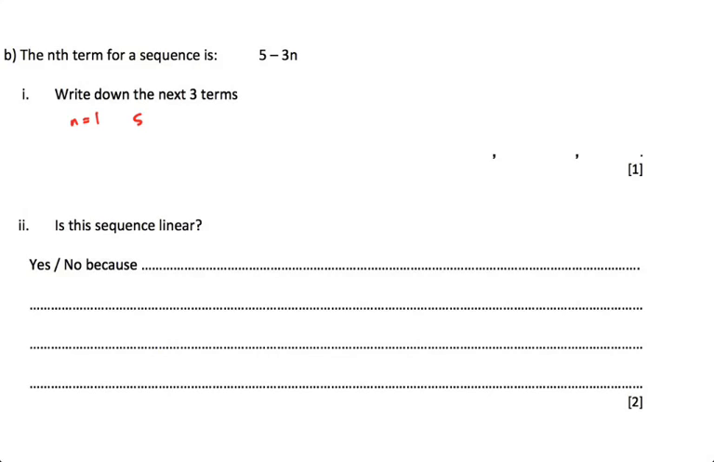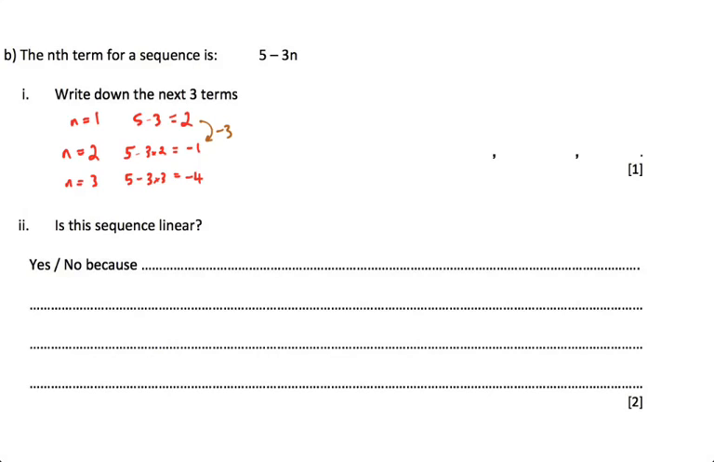So we have the first term. The first term is when n is 1. This is 5 minus 3, which is 2. The second term is when n is 2. So this is 5 minus 3 times 2, which is 5 minus 6, which is negative 1. The third term is when n is 3. This is 5 minus 3 times 3, which is 5 minus 9, which is minus 4. So the first 3 terms are 2, minus 1, minus 4.